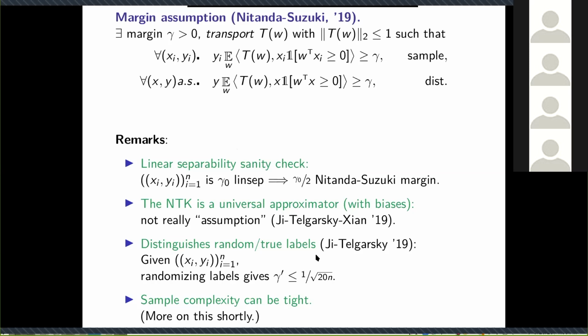What do you think about this, the population assumption on, say, vision data sets where we might believe that there is indeed a perfect classifier?